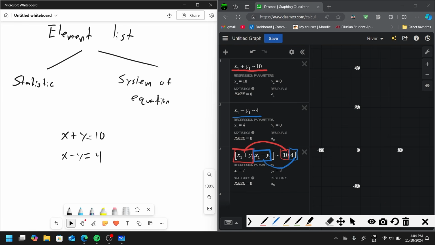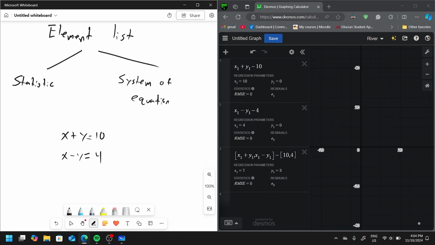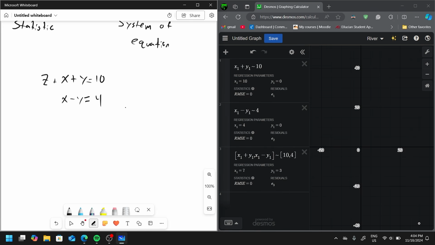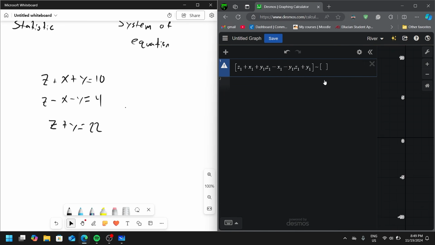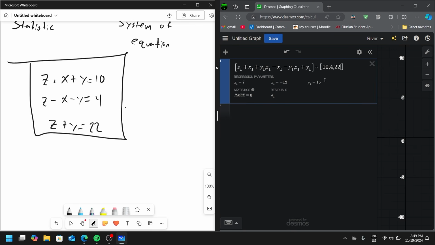So we can, at this point, add on all of the variables that we want. So what if we had something like before? z plus x plus y equals 10, z minus x minus y equals 4, and z plus y equals 22. I don't know if this will even work, but we can try it. So what will I do? I'm going to add a third element in this list, and we can stick with the format, even though z is a specific variable, z works. I'm still going to add a 1, but we do in fact need that 1 on the y. Okay, and then the third element in the second element list that we're regressing is going to be 22. And what do you know? It solves it for us. So it will give us values for x, y, and z that meet all these equations.